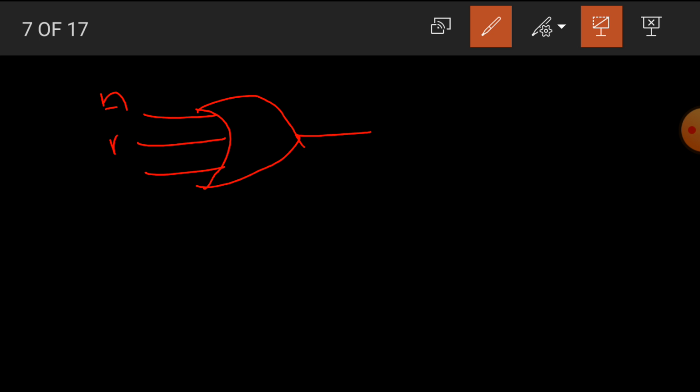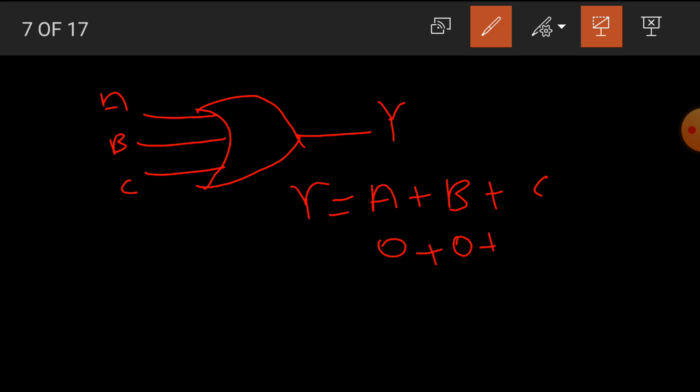We can construct a 3 input OR gate such that it has 3 inputs A, B, C, and a single output Y. Then its equation can be written as A plus B plus C. We can construct the truth table for the same. A has the value 0, B has the value 0, C has the value 0, then the output is 0.